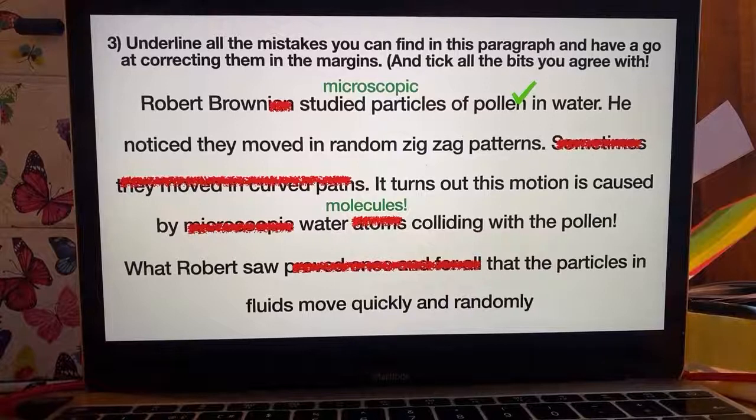What Robert saw did not prove, actually, once and for all, that the particles in fluids move quickly and randomly, but it certainly helped to prove that. It was Einstein and various other scientists who went on to do more experiments to show that particles in fluids move quickly and randomly. Phew, right. Did you get all that? So that's Brownian motion. I did say that we'd do thermal expansion this lesson, but I'm going to put it off ever so slightly, because this lesson kind of leads nicely into that lesson.